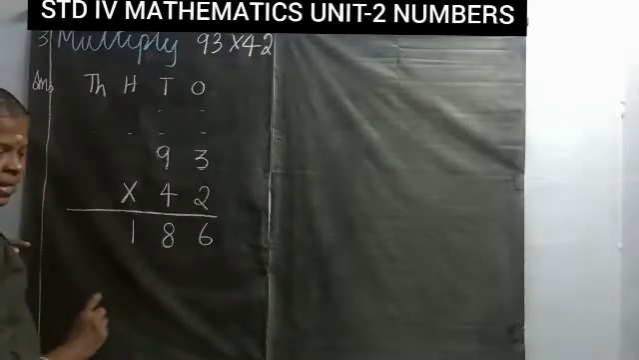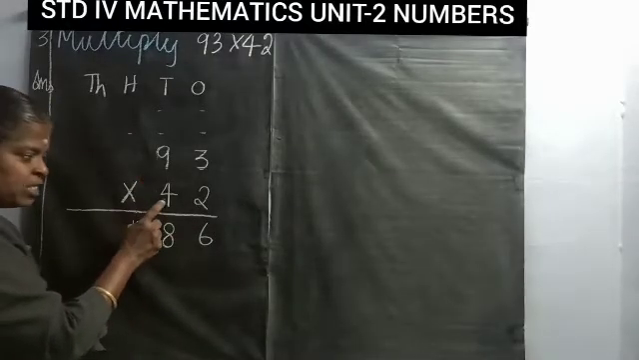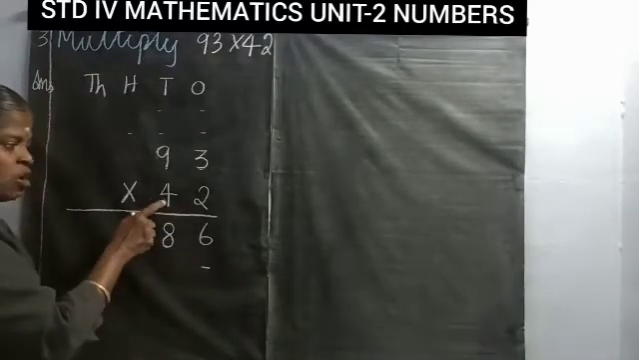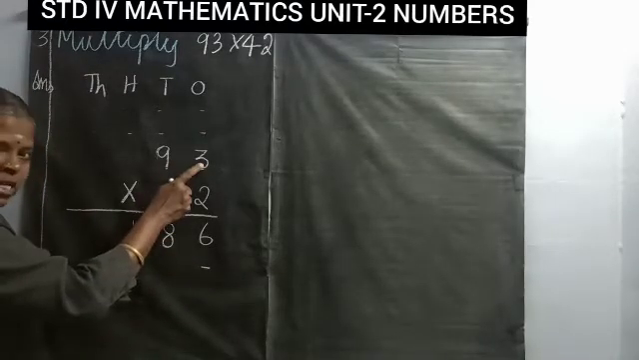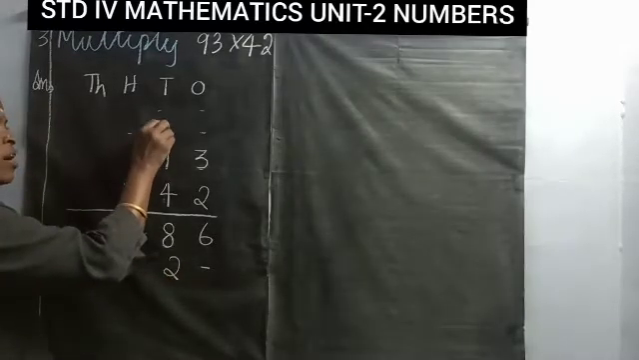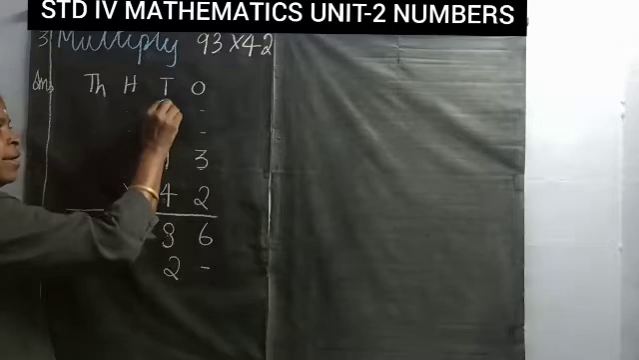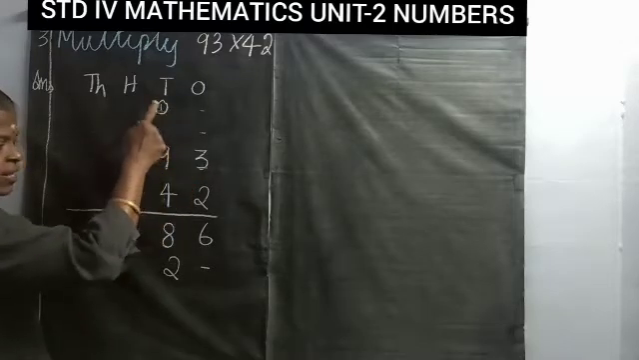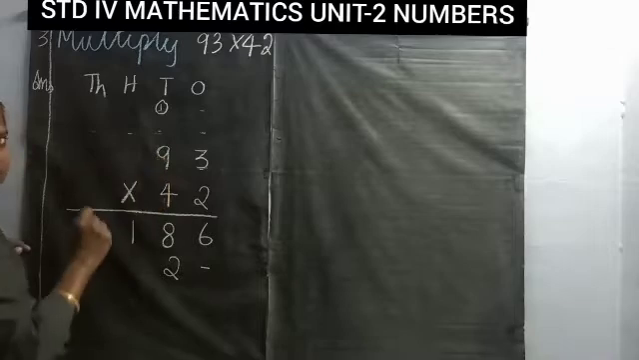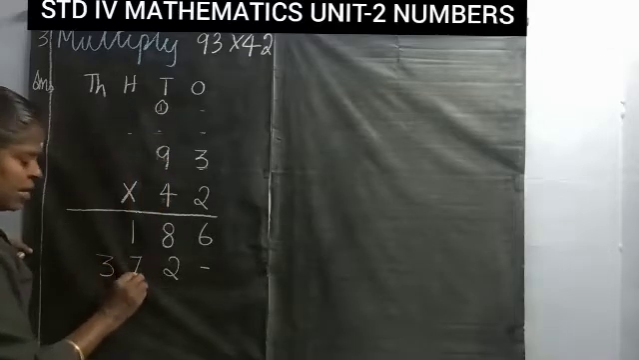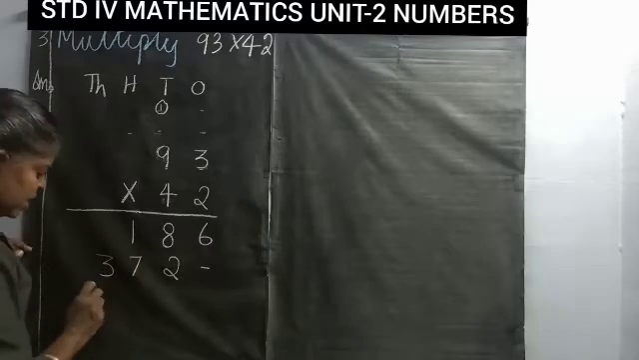Then start to multiply by tens. So for tens we have to put the dash in ones place. 4 threes are 12. Carry over 1. Then 4 nines are 36. 36 plus 1, 37.